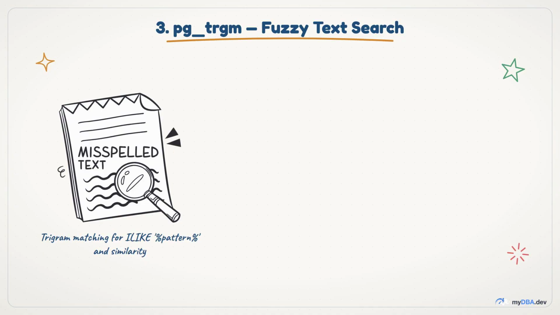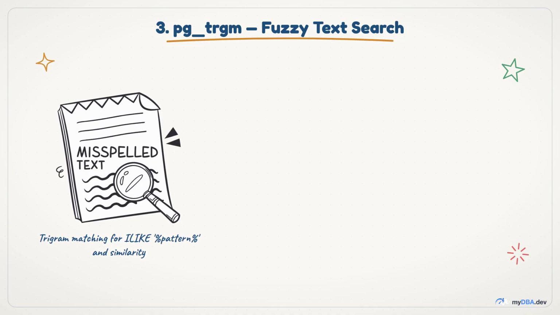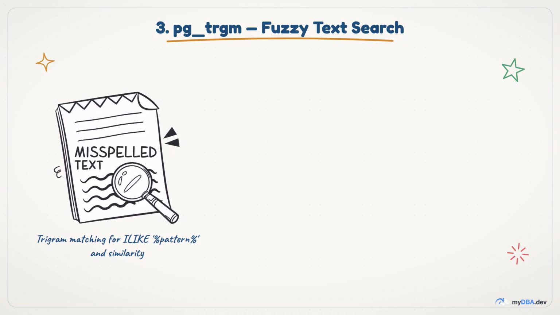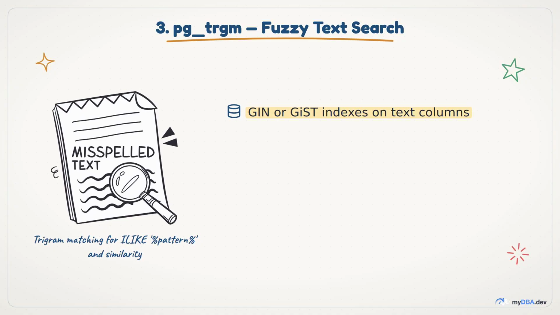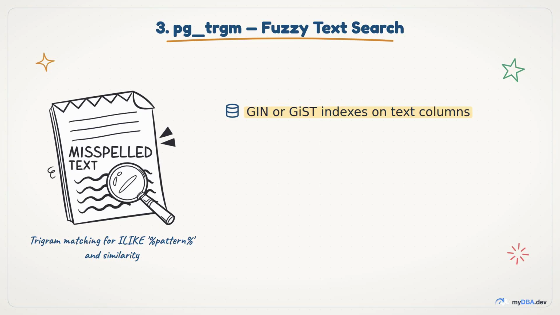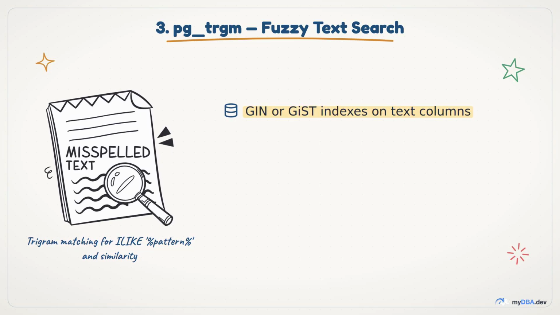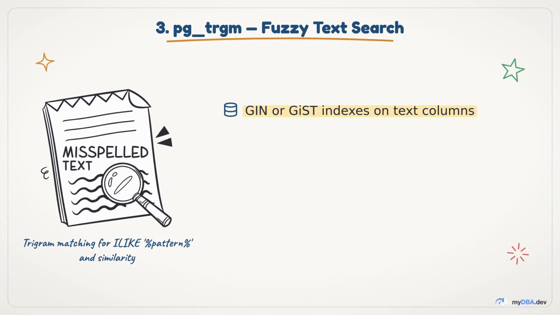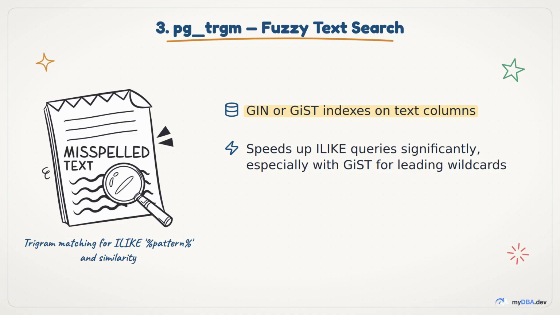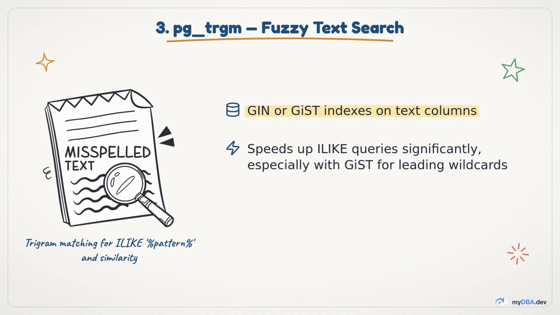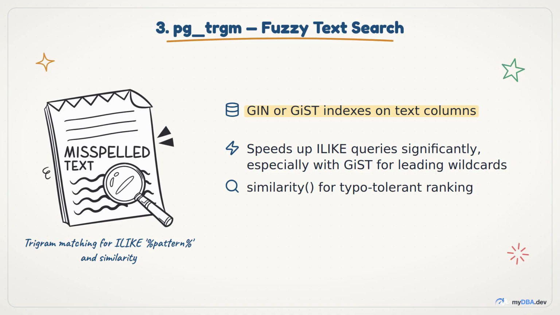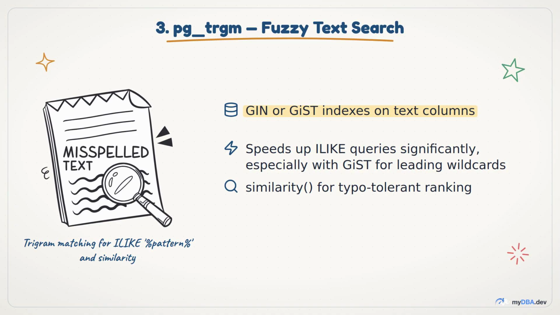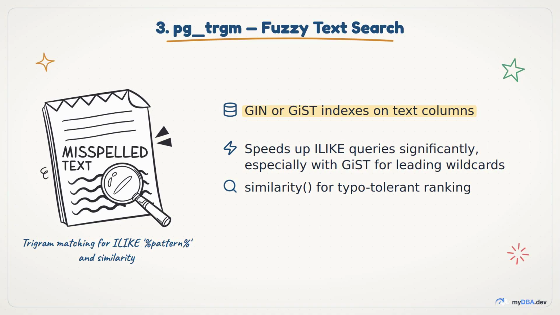pg_trgm enables trigram indexes. You can use GIN or GiST, and they speed up ILIKE queries significantly, especially with GiST indexes for patterns starting with a wildcard. It also gives you similarity scoring, which is great for typo-tolerant search. You create a GIN index on your text column with the gin_trgm_ops operator class, or a GiST index with the gist_trgm_ops operator class, and suddenly those wildcard queries that used to crawl are actually fast.